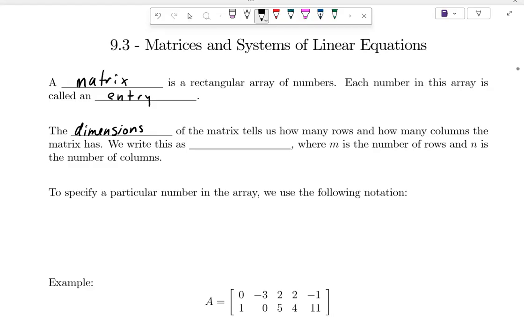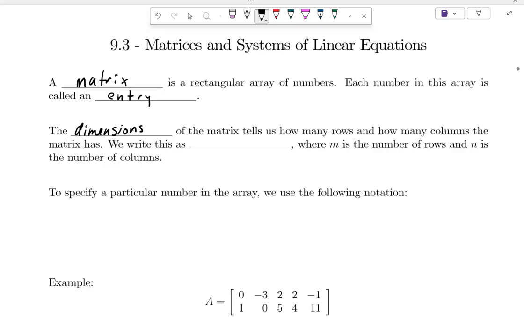So in this example at the bottom of the screen, how many rows do you see? 2. How many columns do you see? The columns go the other way. So I have 2 rows. We have 1, 2, 3, 4, 5 columns, right? So the dimensions of that would be 2 rows by 5 columns.